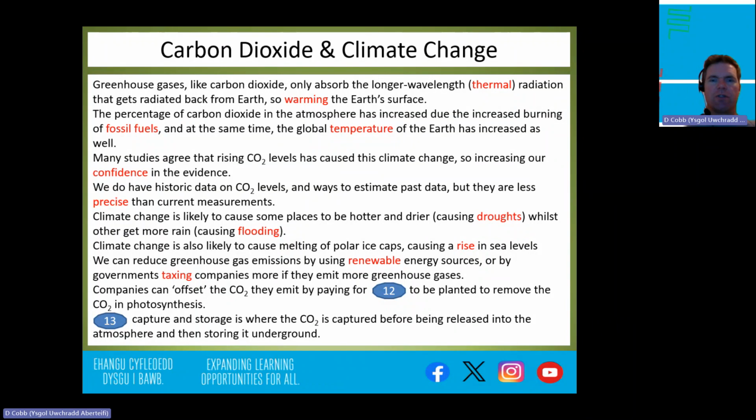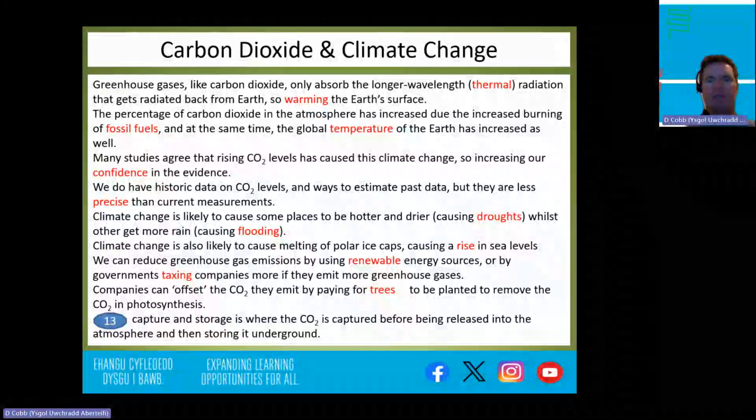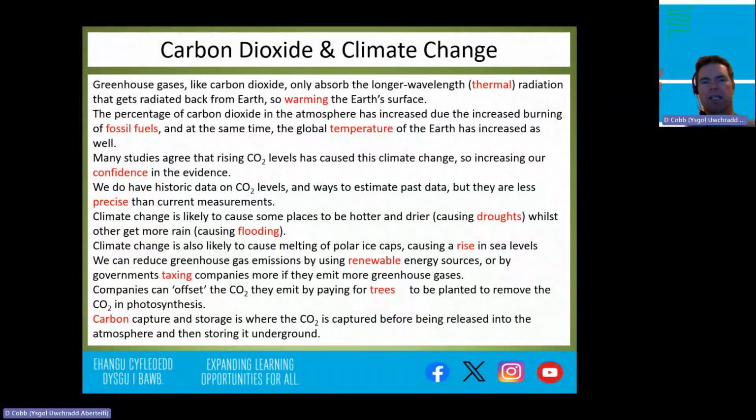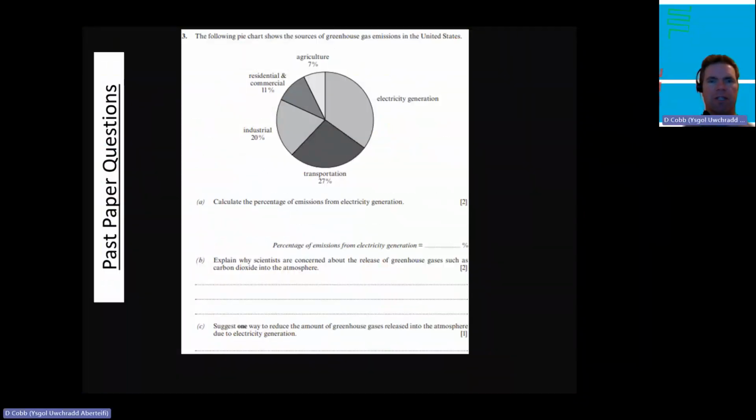Companies can offset the CO2 they emit by paying for trees to be planted to remove the CO2 in photosynthesis. And finally, carbon capture and storage is where the CO2 is captured before being released into the atmosphere, then storing it underground. Okay, let's have a look at a question then.